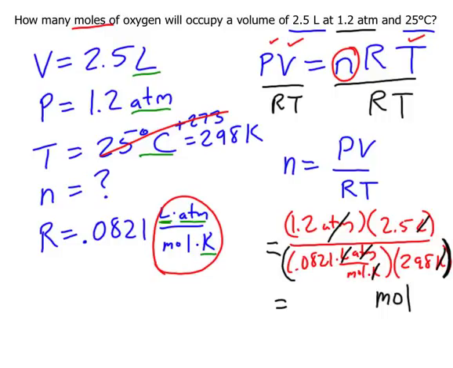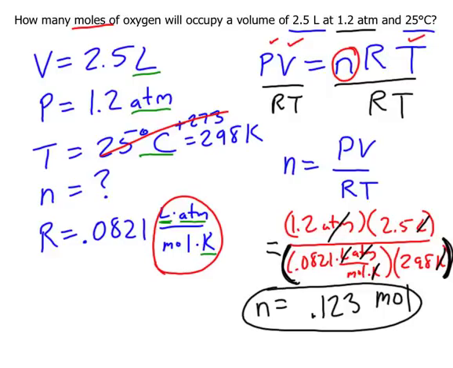Got to be careful when you place this in your calculator. Make sure, if you have parentheses as an option, you're dividing by the entire denominator. A lot of people make a mistake in their calculator when they do this and get a wrong answer. So just make sure you're dividing properly using order of operations. So if you've done this properly, you should get 0.123 moles for N. That's your final answer.